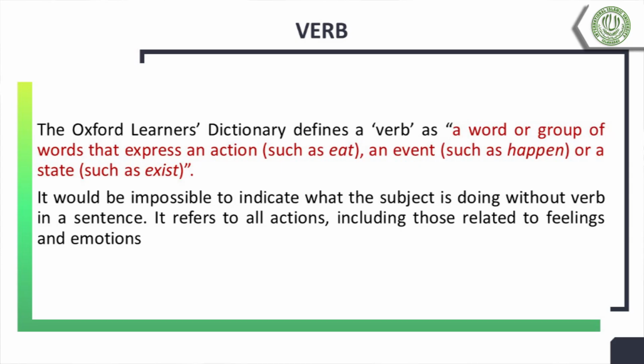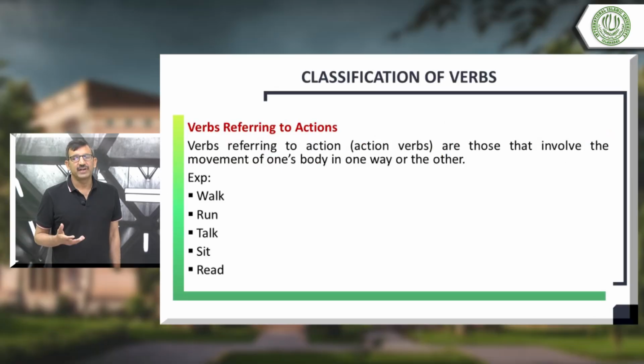There are three classifications of verbs. The first one is verbs referring to actions, the second is verbs referring to experience or feelings, and the third is verbs referring to a state or condition. Verbs referring to an action are those that involve the movement of one body in one way or the other. For example, walk, run, eat, sit, read, etc.